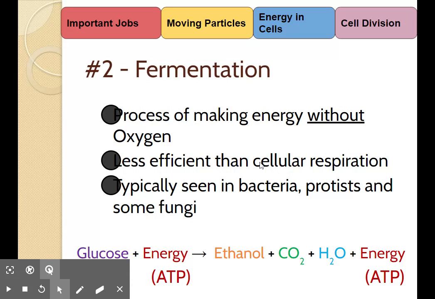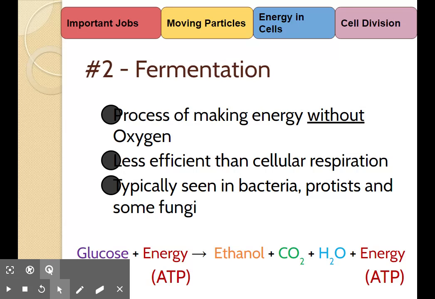So the other one is going to be fermentation, the process of making energy without oxygen. I just mentioned that your body needs oxygen. Now we're saying what happens when it makes energy without oxygen. That's not good. It's far less efficient than regular cell respiration. It's typically seen in bacteria, protists, and even some fungus.